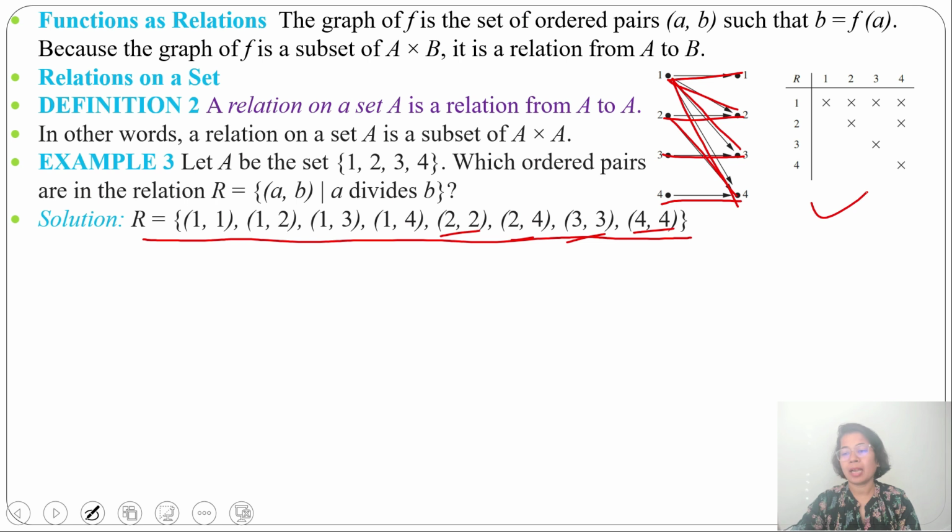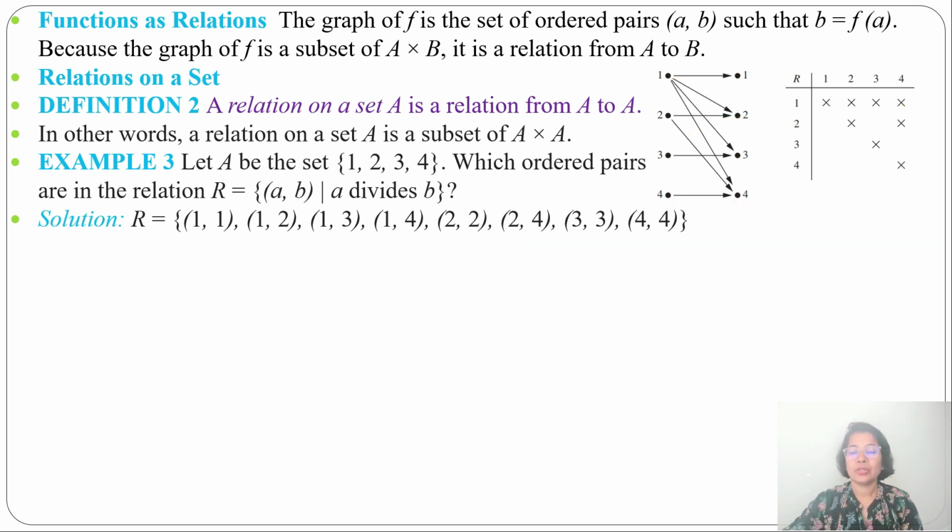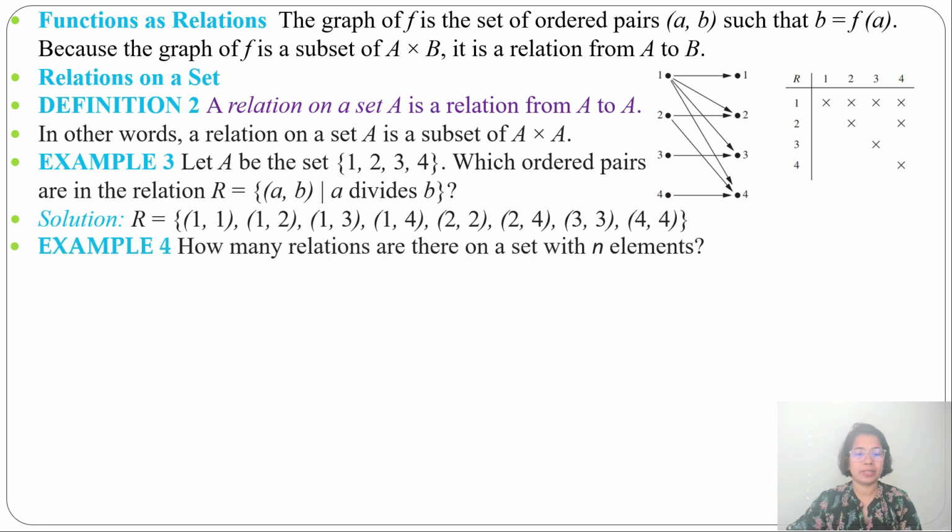And this is the tabular representation. So 1 divides 1, 2, 3, 4. 2 divides 2 and 4. 3 divides only 3. 4 divides 4. So either we can write in ordered pair format, or graphical representation, or tabular representation.